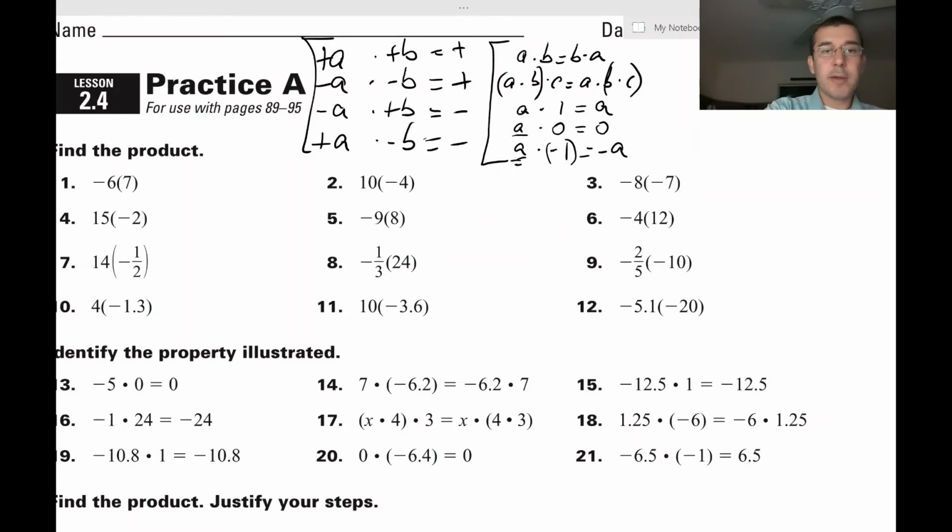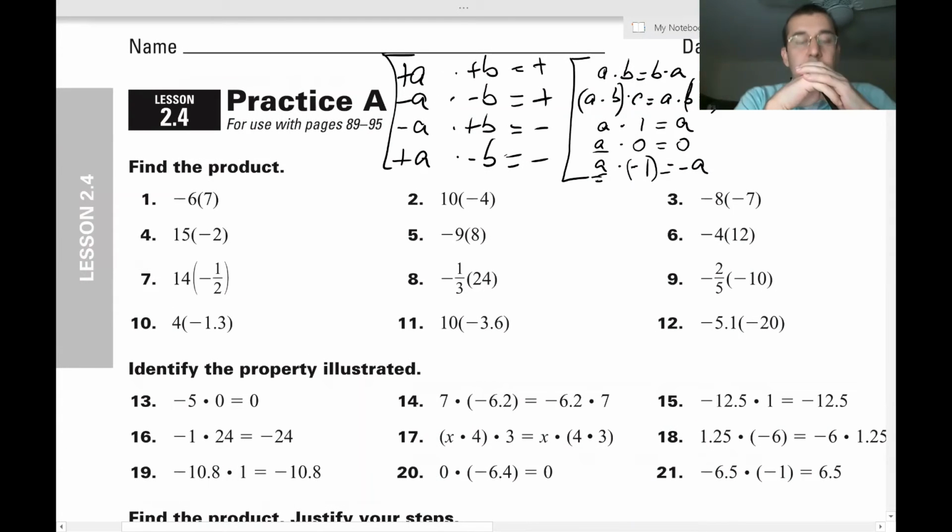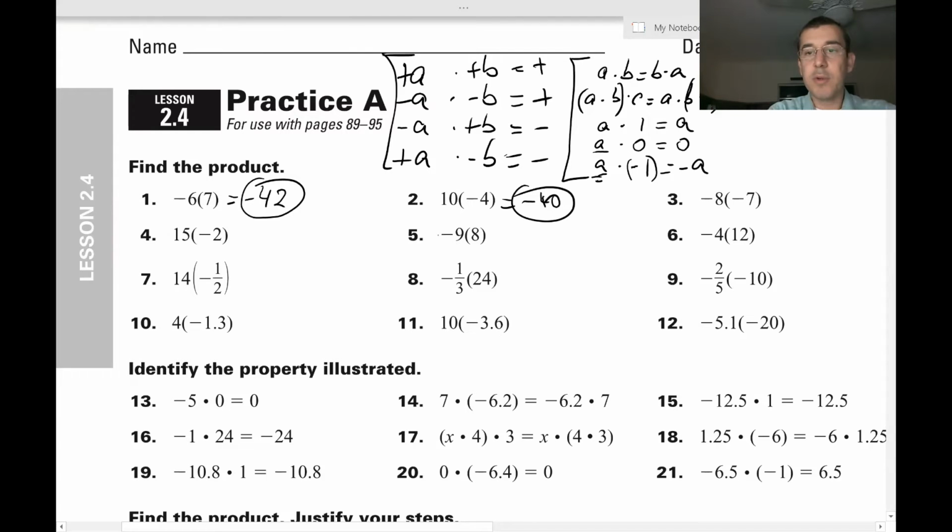Number 1, find the product. So here we have minus 6 times 7. So the signs, we have two real numbers with different signs. So the product is negative. 6 times 7 is 42. So minus 42 is the answer. Number 2, again, we have two real numbers with different signs. We have plus 10 and minus 4. Different signs, the product is negative. 10 times 4, 40. Minus 40.